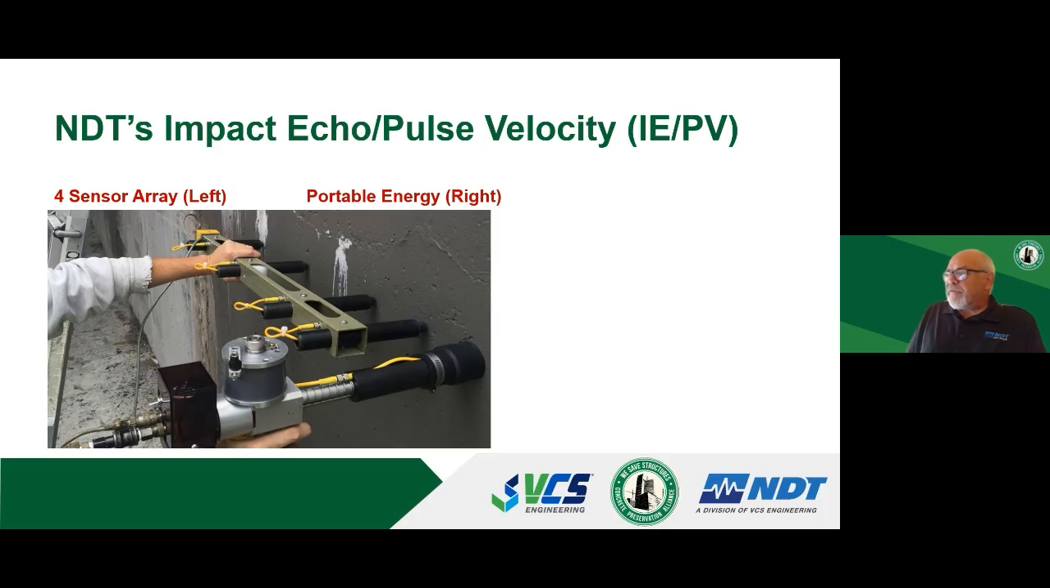Here's a picture of our equipment that we make. On the right is our portable energy source. It fires a special steel bearing. It's an air gun. It's hooked up to a tank of compressed nitrogen. So unlike my hand, every time I hit concrete with a sledge hammer, the amount of energy that I'm swinging changes from hit to hit. That's not the case with the gun. Every time we pull the trigger, we are inducing the same amount of energy into the concrete surface every time.